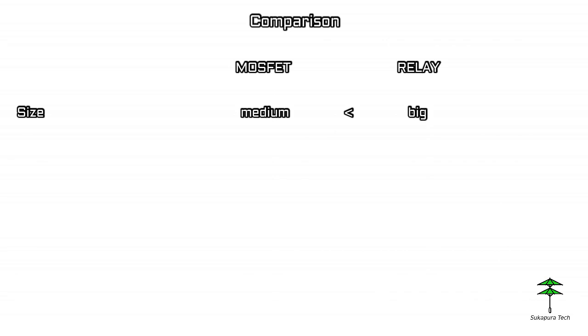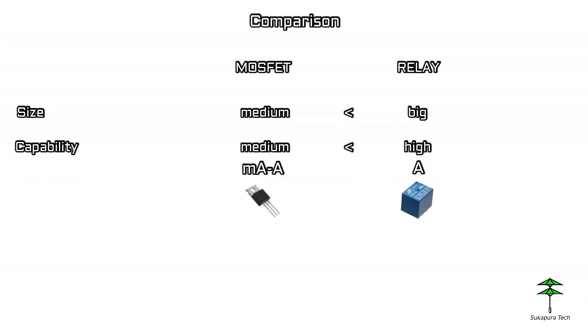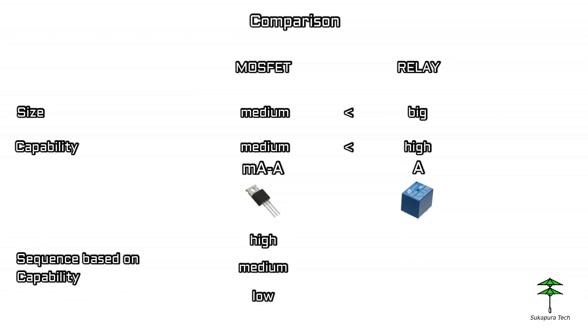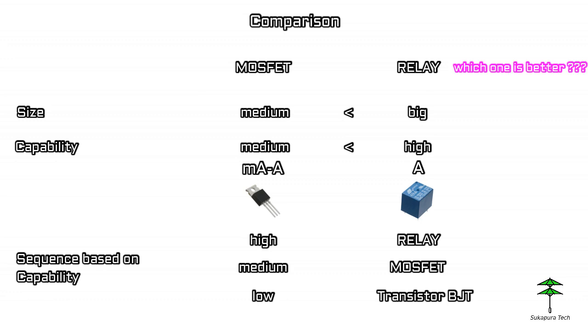Generally, relay has a bigger size than MOSFET, and corresponding to the size, relay also has higher capability, both voltage and current. So the sequence based on capability: relay has high capability, MOSFET is medium, and transistor BJT is low. Yes, BJT. Perhaps you need to consider this later, guys.